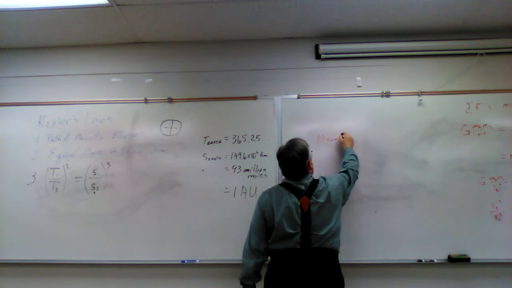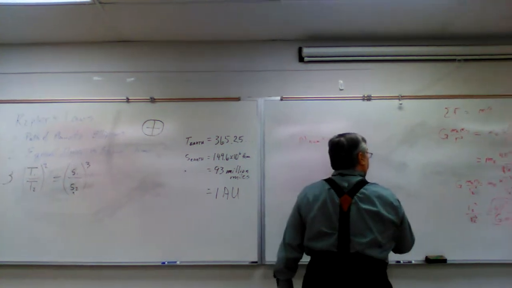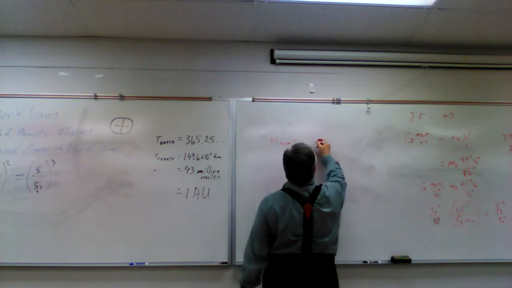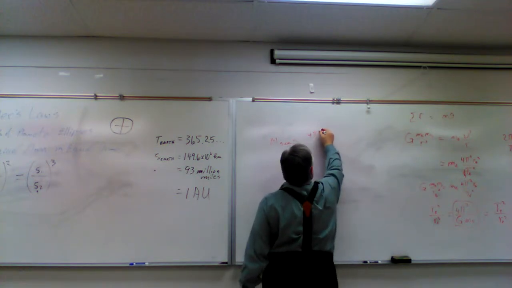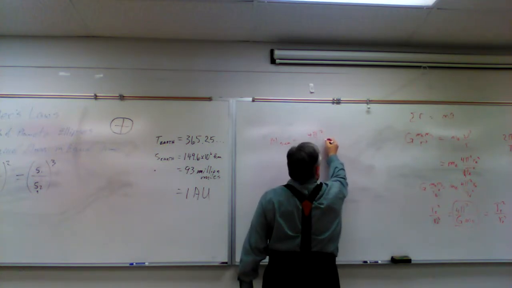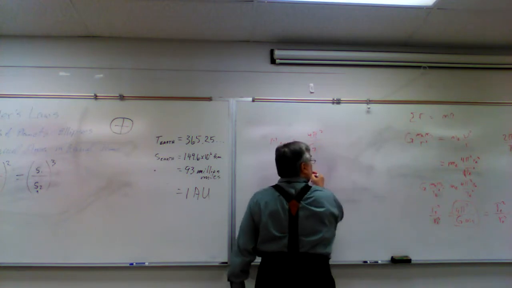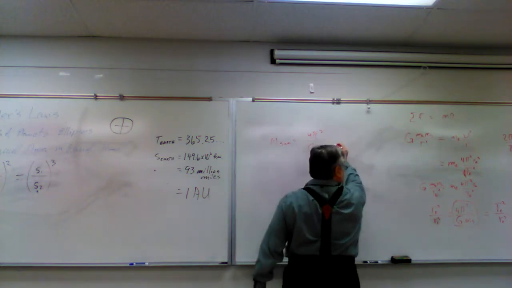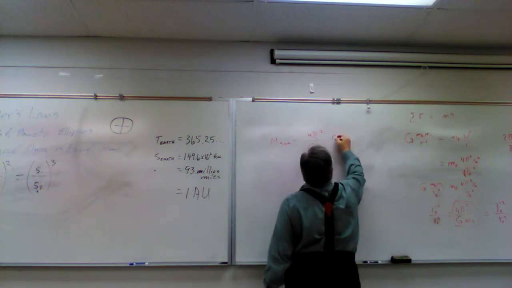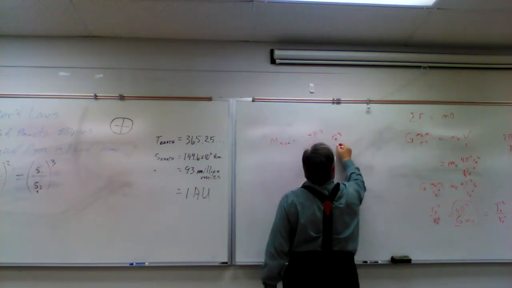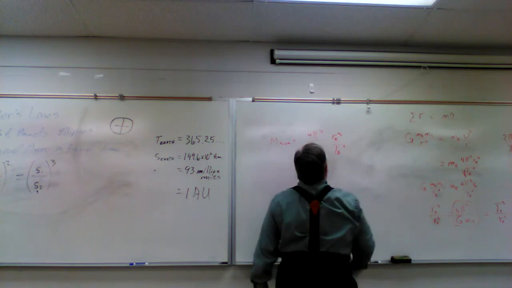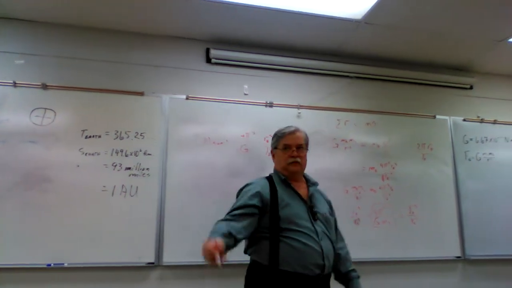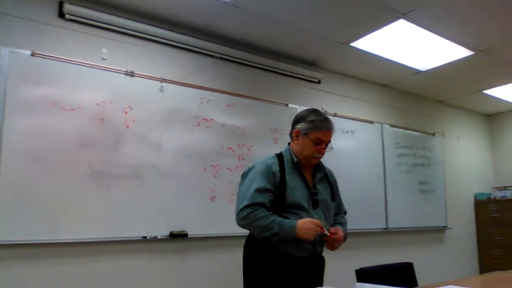The mass of the sun would be equal to 4 pi squared divided by G, times the average radius of the Earth cubed divided by the period of the Earth squared. And those are all numbers we can plug in.